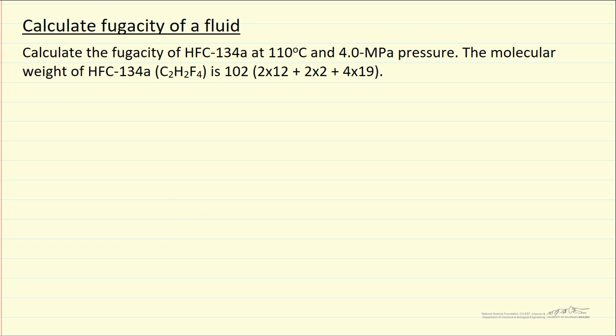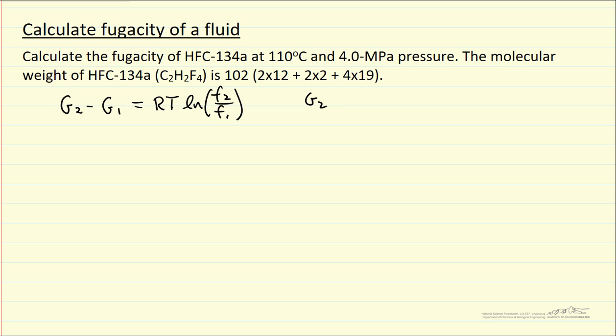So the equation that we're going to use: Gibbs free energy at condition 2 minus Gibbs free energy at condition 1, but at the same temperature, equals RT log of fugacity 2 over fugacity 1. And we're interested in Gibbs free energy 2 at conditions 110 degrees C and 4 megapascals. Now, Gibbs free energy 1, we're going to pick conditions so that we can do the calculation, namely, it has to be at the same temperature.